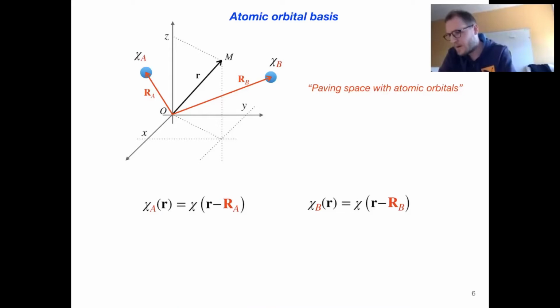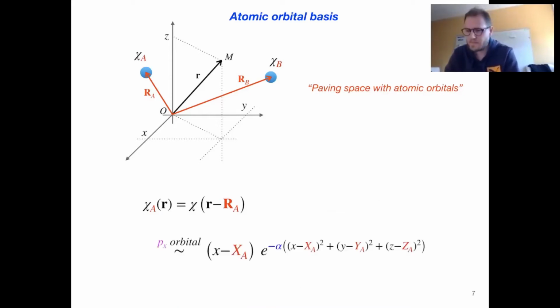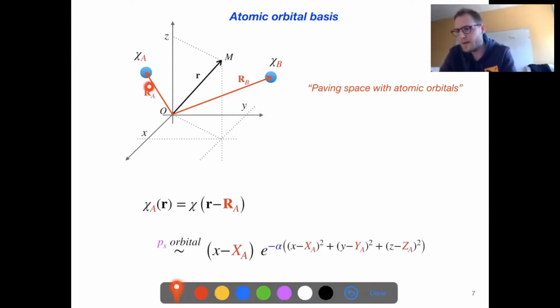To be very clear about what I mean by that, if, for example, you have a px orbital that you want to center on RA, you just replace x, y, and z by x minus xa, y minus ya, and z minus za. And that's how it works, basically. So this is how we generate a basis set of atomic orbitals, at least in quantum chemistry.